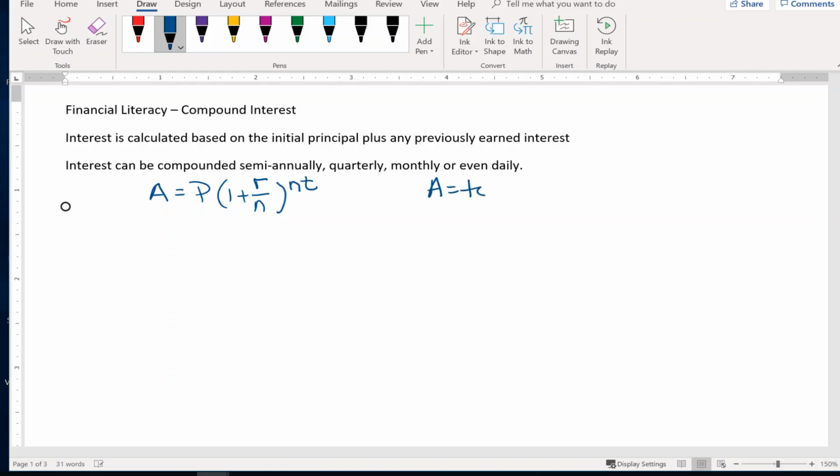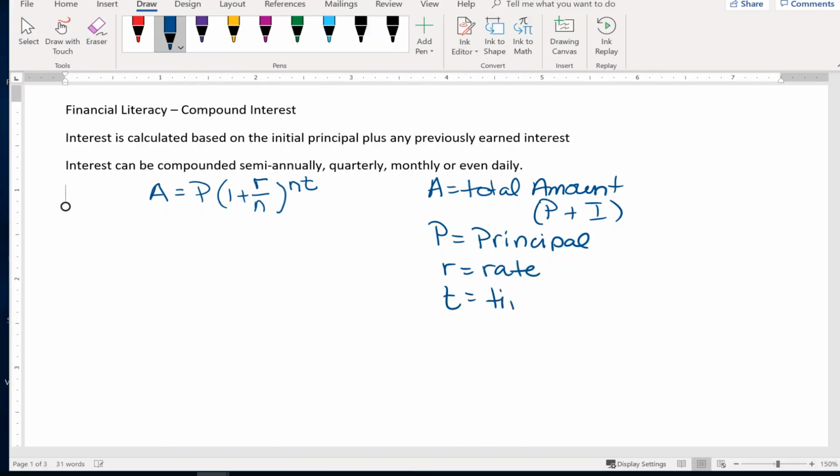A is our total amount. So this is the principal plus the interest that we earned. Total amount. P then is just the principal or the initial investment. R is the rate as a percentage. T is still our time in years. So that's the length of time that we are investing our money.